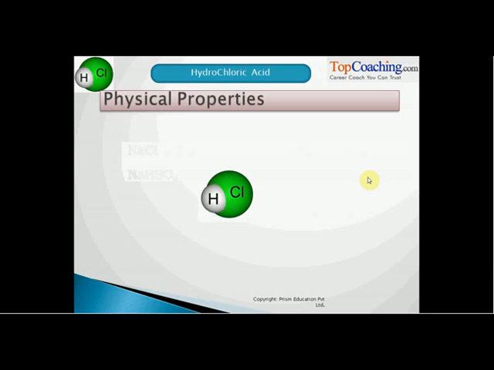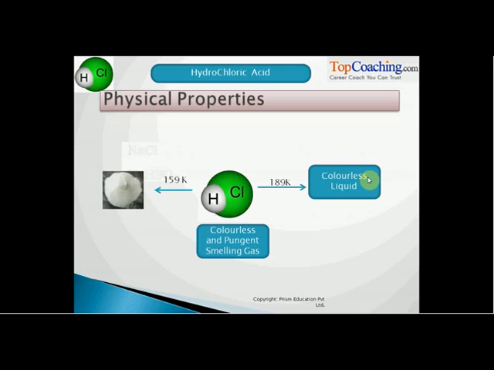The name itself suggests HCl is an acid, right? It is a colorless and pungent smelling gas. At 189 Kelvin it gets converted into a colorless liquid, and at a freezing point of 159 Kelvin it gets converted into a white crystalline solid.